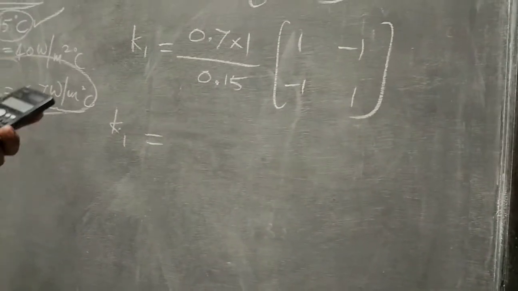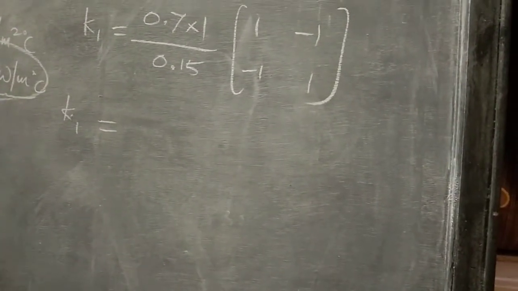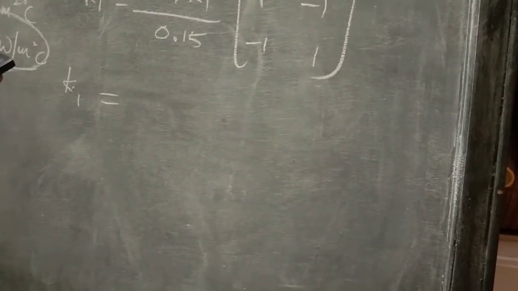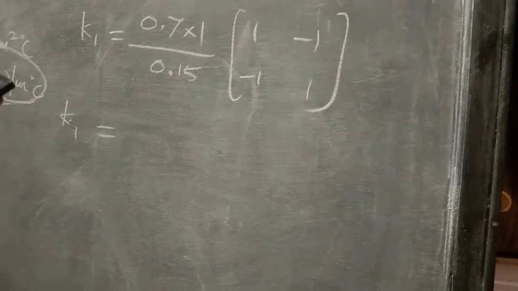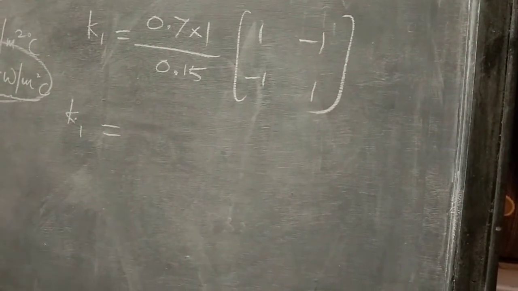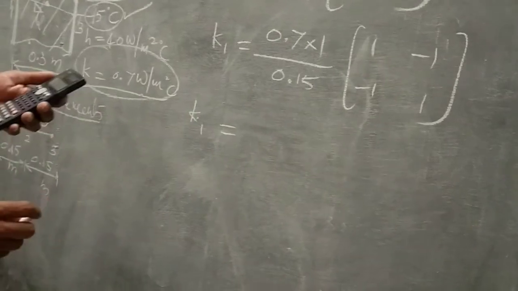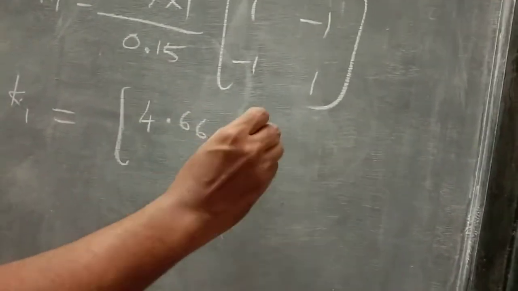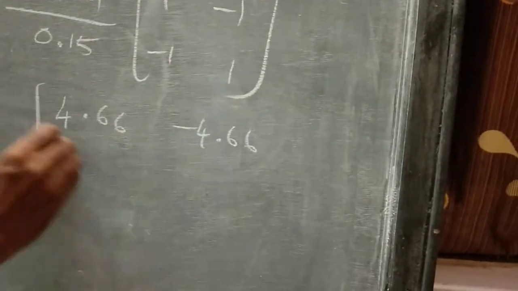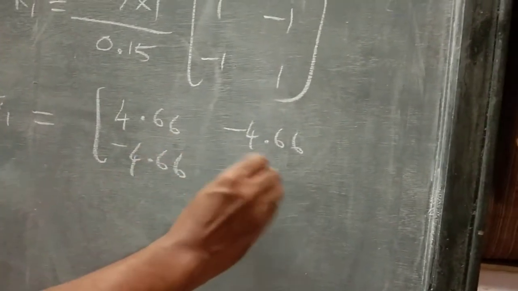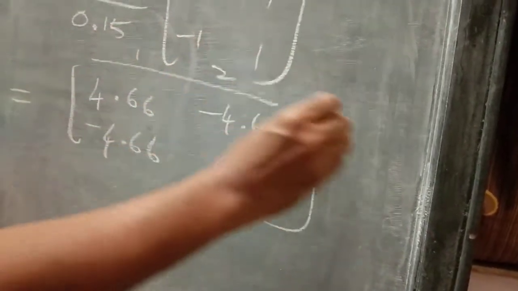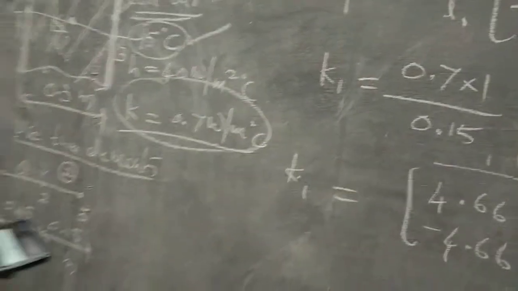If you find this ratio, 0.7 divided by 0.15 will give you 4.66. So the matrix is 4.66, minus 4.66, minus 4.66, 4.66, and write the DOF numbers 1 2 for element 1, initial node 1, final node 2.